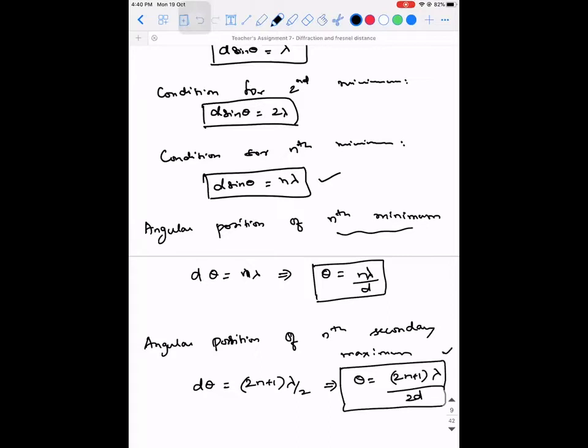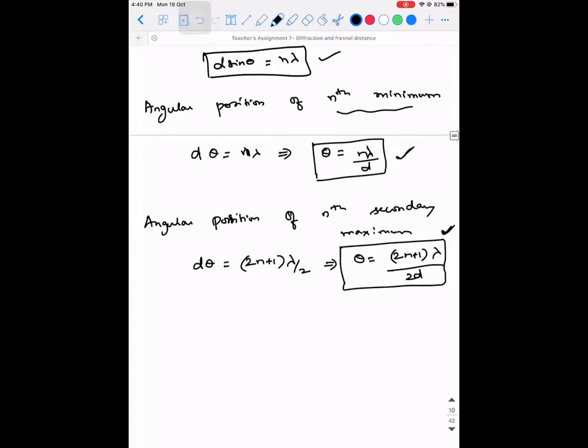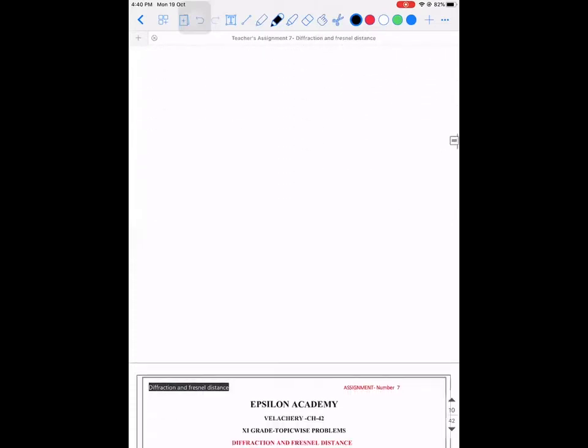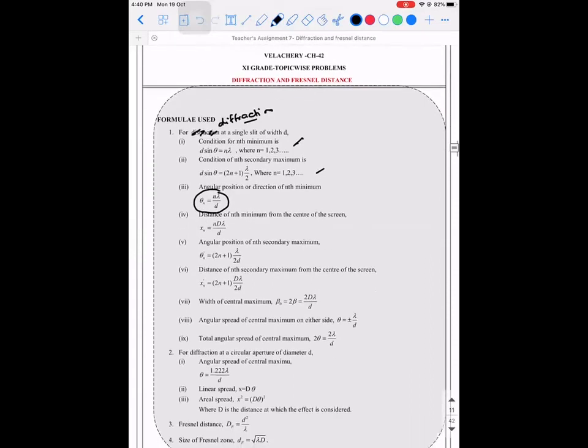So this is the angle it is making with the horizontal. Similarly, this is the angle it is making with the horizontal. Am I clear, guys? Yes, sir. Okay.